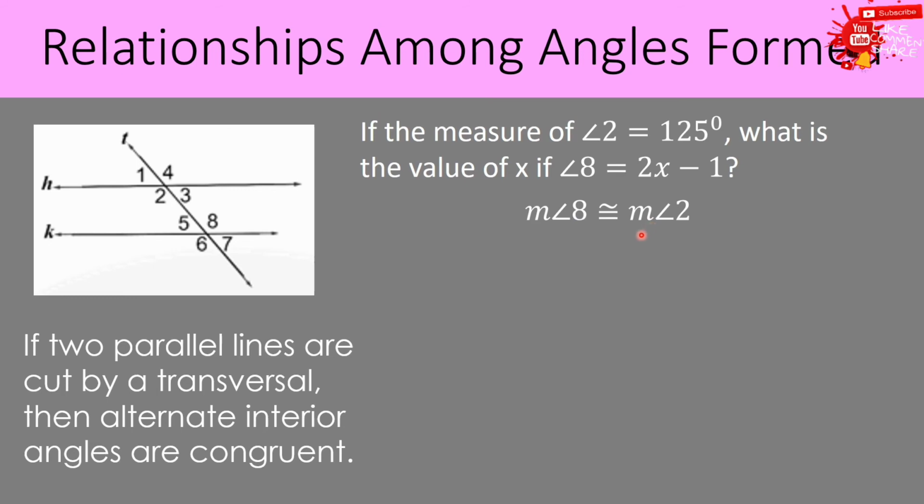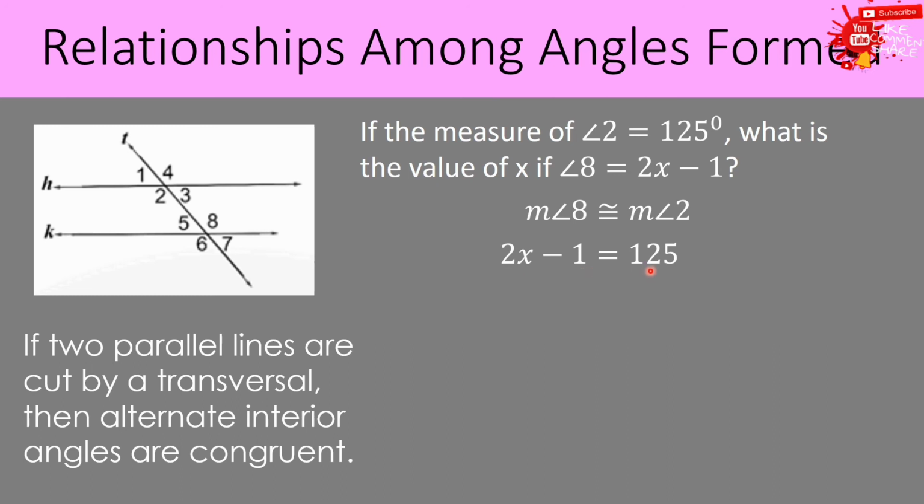In equation, we need to remember how to solve an equation and write it as an equation. We substitute the measure of angle 8, which is 2x minus 1, and the measure of angle 2 is 125. Congruent means equal in measure. So, we now have the equation 2x minus 1 is equal to 125.